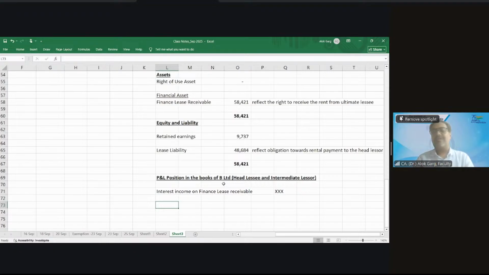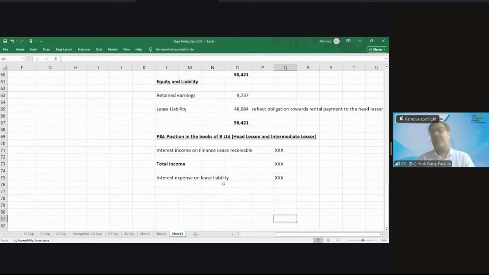Interest income on finance lease receivable. And there is a cost also. Interest expense. Interest cost to head lessor. Yes, there will be an interest expense on lease liability. Interest expense on lease liability, right? Tell me one thing, whether depreciation will come here.